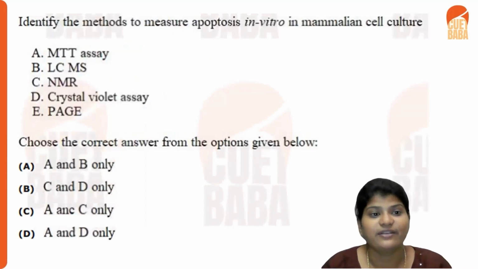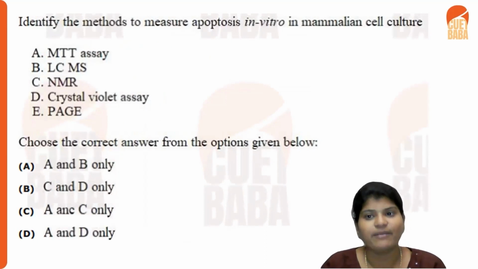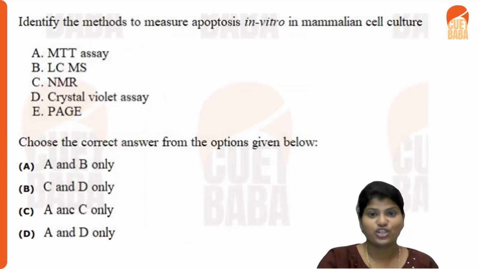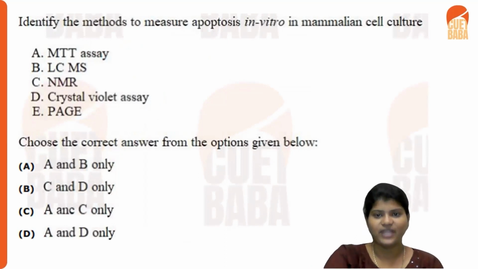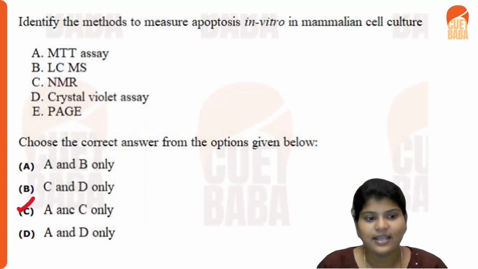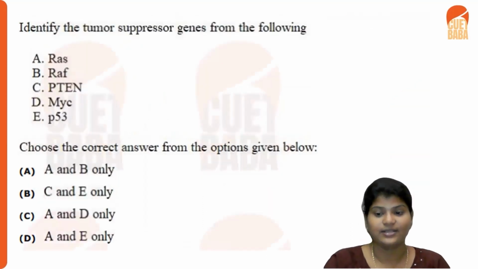And the next one: identify the method to measure apoptosis in vitro in mammalian cell culture. MTT assay, liquid chromatography mass spectrometry, NMR, crystal violet assay, and polyacrylamide gel electrophoresis. To measure apoptosis in vitro, which techniques will be used? It is the MTT assay and nuclear magnetic resonance, NMR. So option C will be the correct answer.